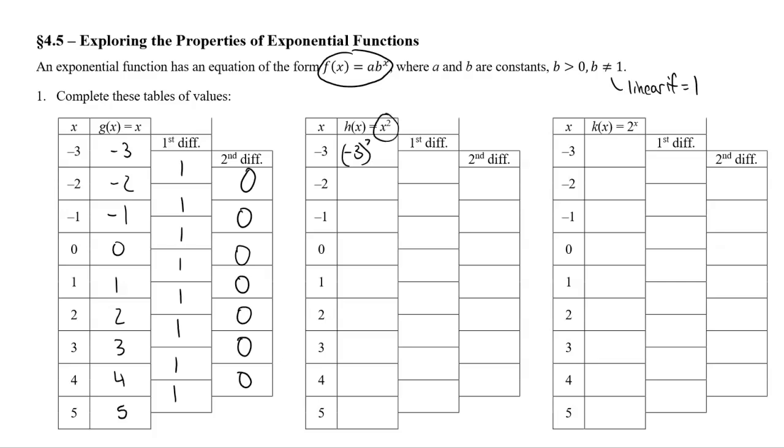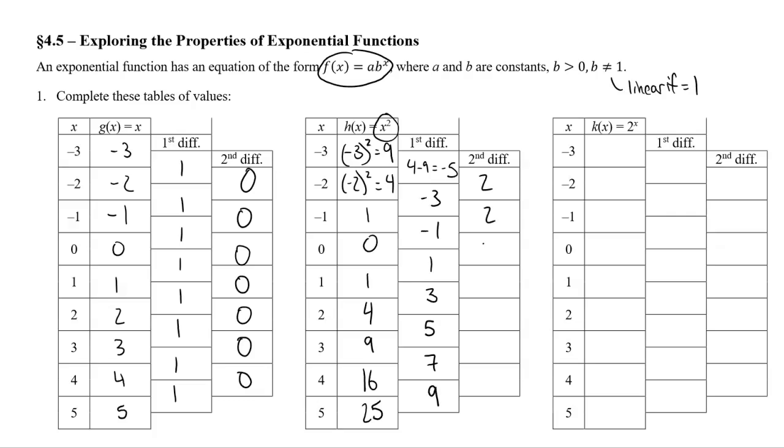The next one is h of x equals x squared. You take the x value and you square it. Remember that if it's a negative and it's squared, it becomes positive. So you can see how I got 9, 4, 1, 0. Then for the positive values of x, we get 1, 4, 9, 16, 25, etc. Then we take the first differences of those. 4 minus 9 gives us a difference of minus 5. Then 1 minus 4 is negative 3, 0 minus 1 is negative 1, etc. And we find the first differences as shown.